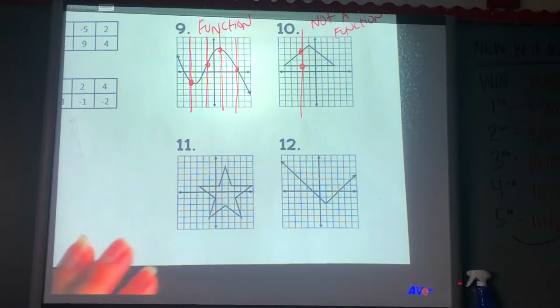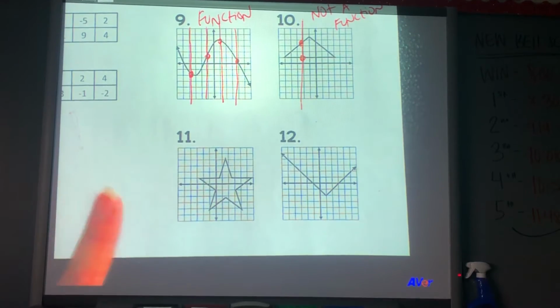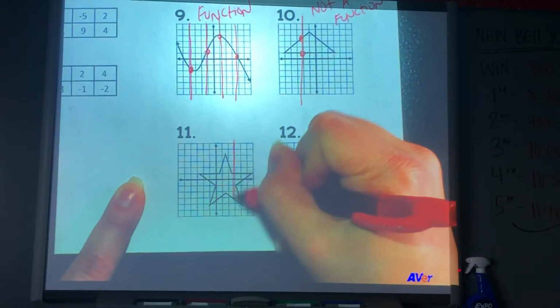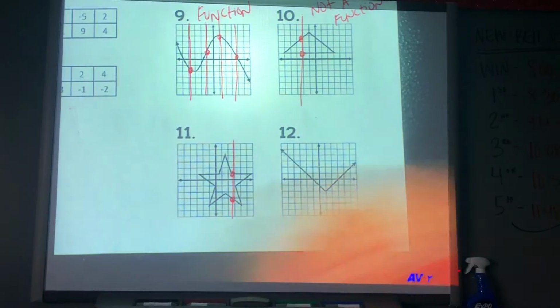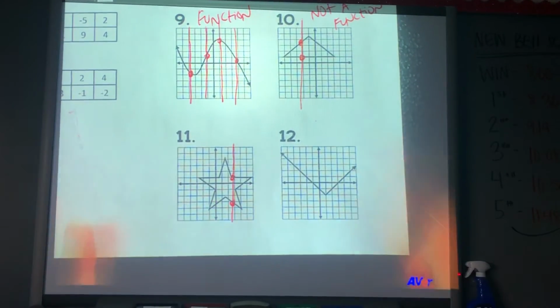All right, let's take a look at this one, the star. I can draw a vertical line anywhere I feel like, maybe right there, and it does cross way more than just one time. So I don't have to draw any other vertical lines because I know that it automatically fails.